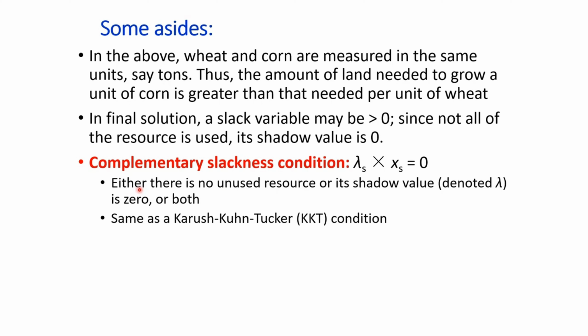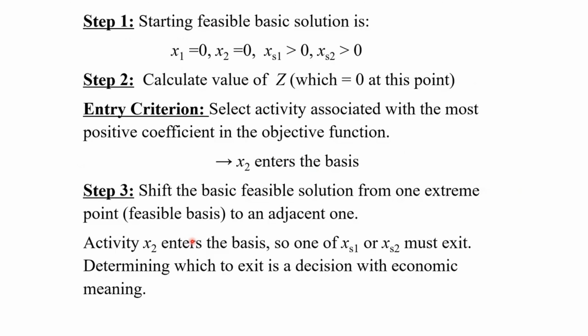So to sum up, either there is no unused resource, XS equals 0, or its shadow value, denoted by this lambda, is 0, or both. Now this is the same as that Karush-Kuhn-Tucker condition that we found previously. So here, we start at step 1.